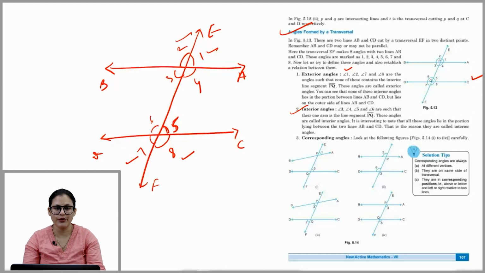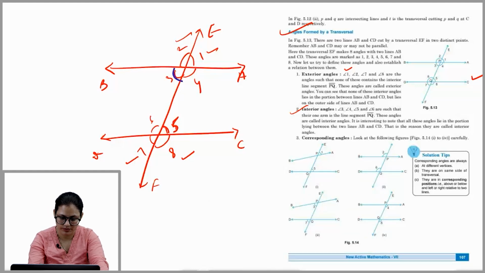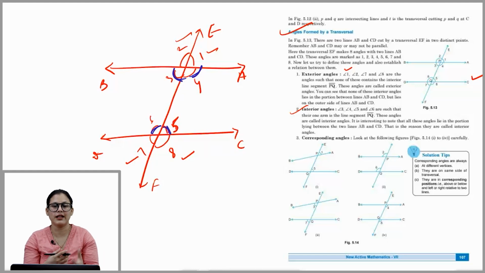Number 2, interior angles. Angle 3, angle 4, angle 5 and angle 6 are such that their one arm is the line segment PQ. These angles are called interior angles. It is interesting to note that all these angles lie in the portion between the two lines AB and CD. This is the reason they are called interior angles. As you can see, angle 3 and 4, angle 6 and 5 are lying in the portion between the two lines AB and CD.